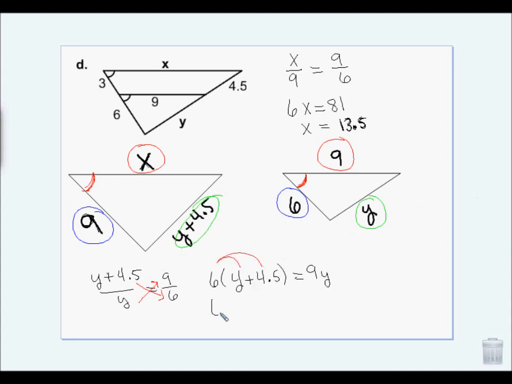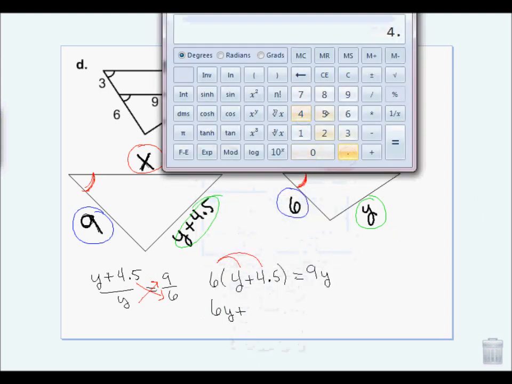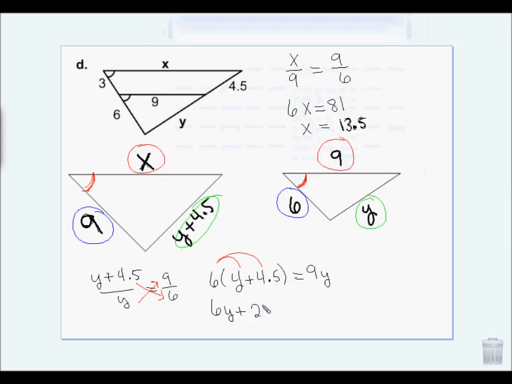And then I distribute, which gives me 6Y plus, I'm being lazy, 27 is equal to 9Y. And if I take 6Y from each side, I get 27 is equal to 3Y. So Y is 9.